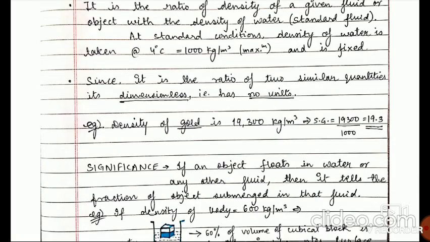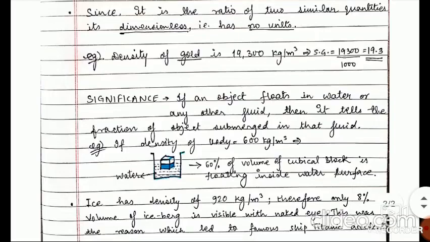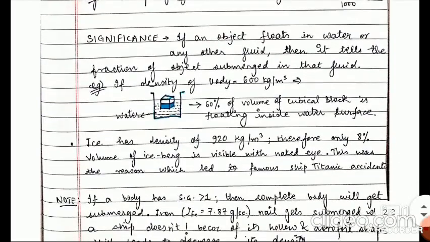For example, the density of gold is 19,300 kg per meter cube. When we divide it by 1000, the density of water, we get 19.3, which is the specific gravity of gold. Now coming over to the most important part of relative density, which is the significance of it. So if an object floats in water, then it tells the fraction of that object submerged in that fluid.